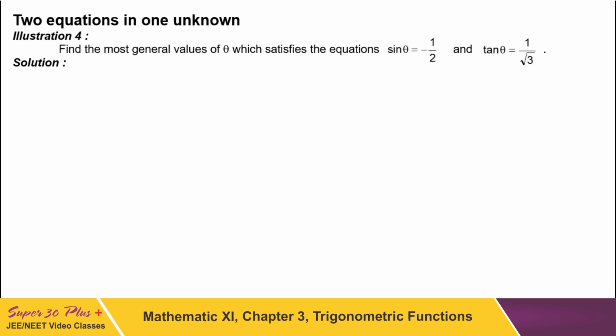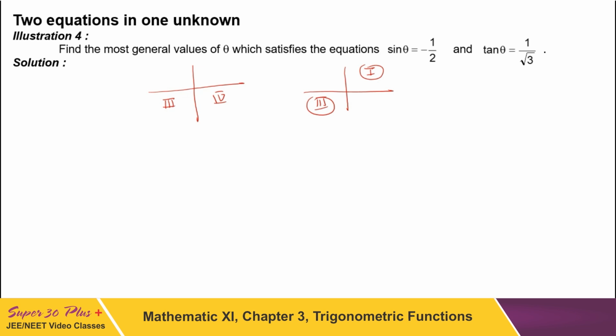And as we know, any trigonometric ratio is negative in two quadrants and positive in two quadrants. So we can say that sin theta is negative in the 3rd and 4th quadrants, and tan theta is positive in the 1st and 3rd quadrants. The third quadrant is the common quadrant.